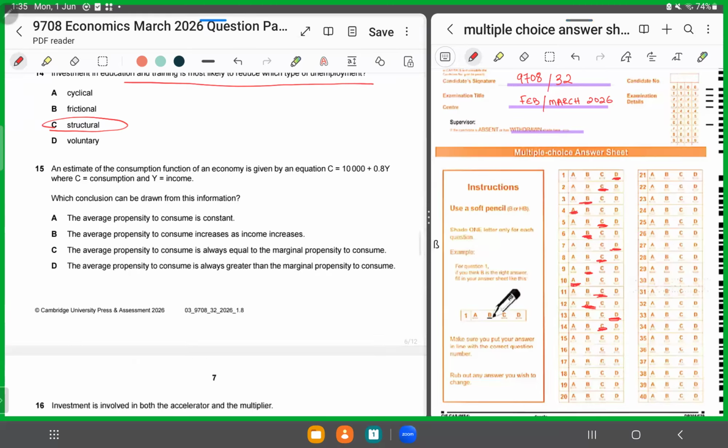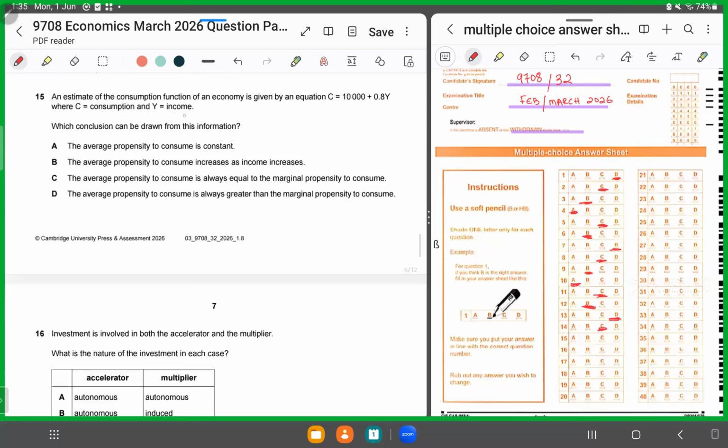Moving forward, MCQ number 15. An estimate of the consumption function of an economy is given by this equation. The C is the consumption and Y is the income. Now, they are asking which conclusion can be drawn from this information. So now, we know that over here, 0.8 is what? Is the gradient. So MPC is equal to the gradient, right, which is equal to 0.8.